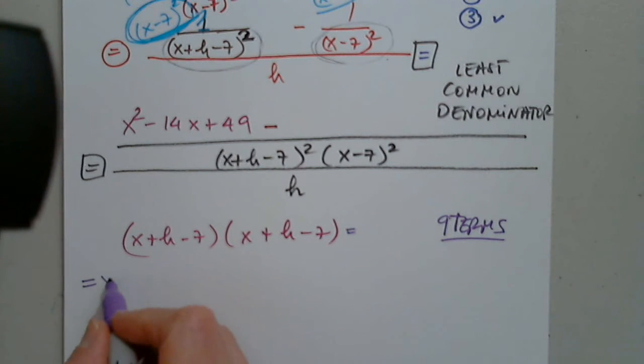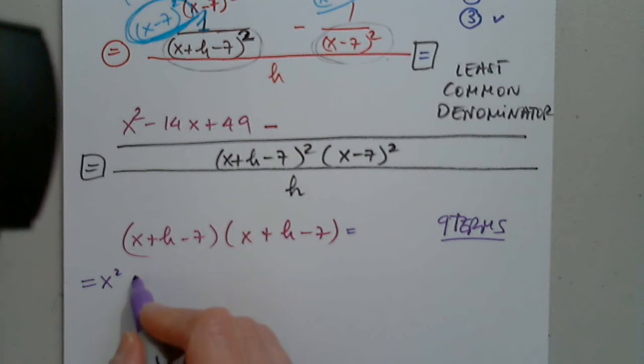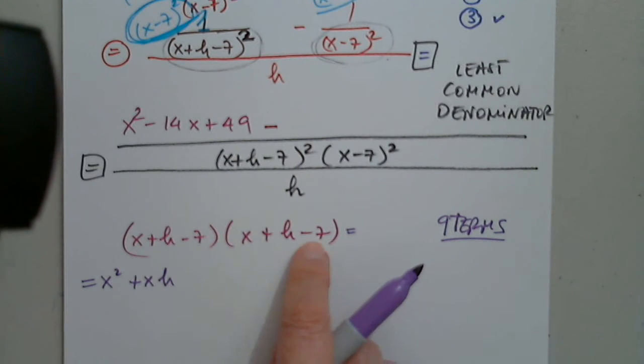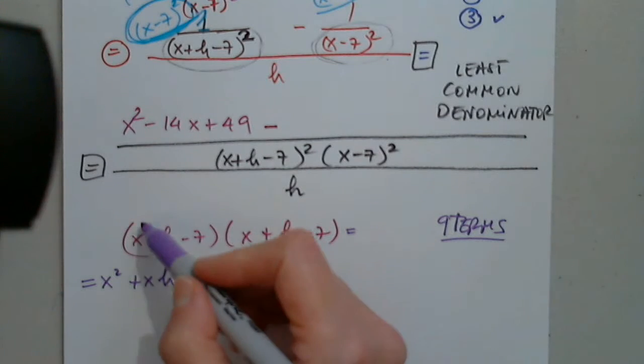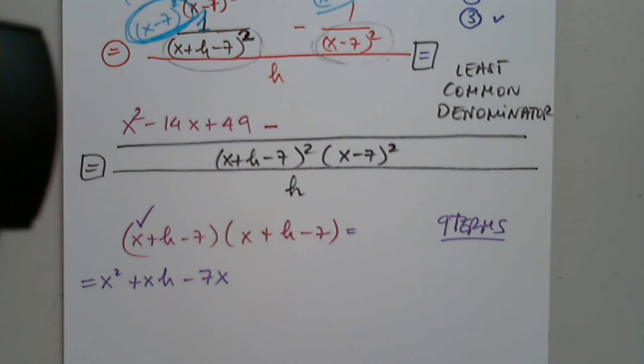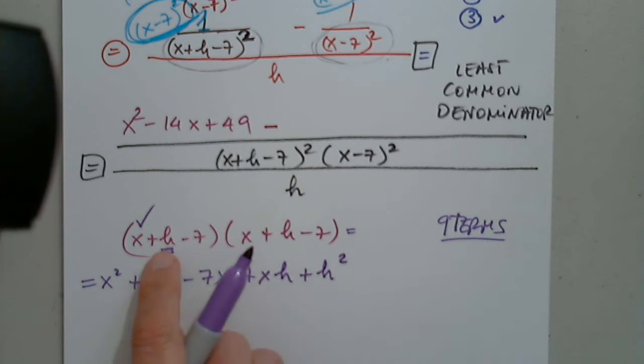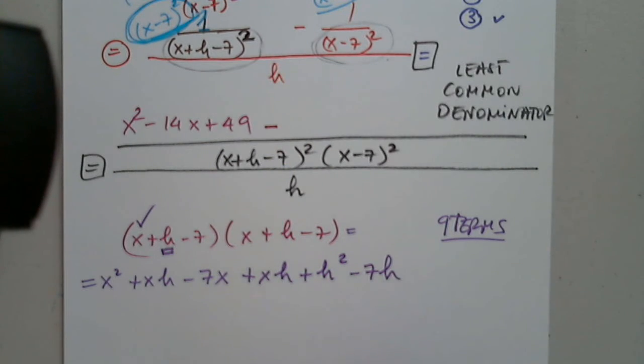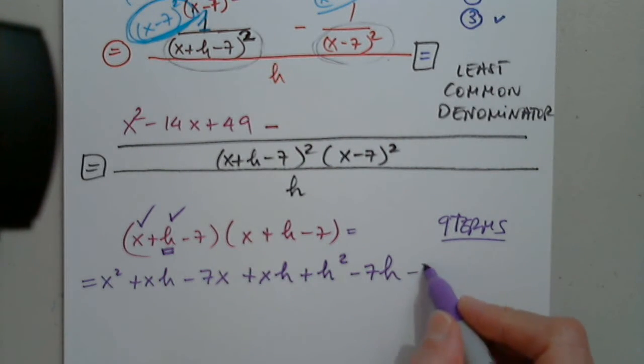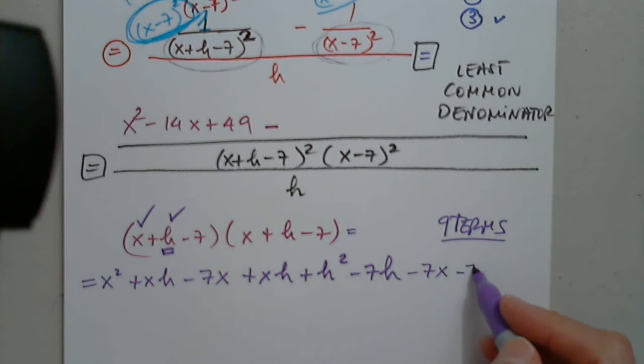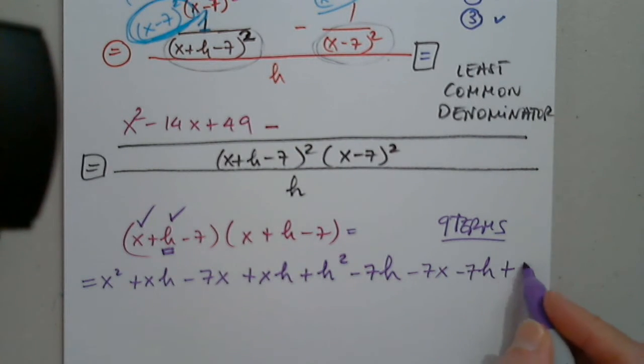X times x. Yes, x times h. Very good. X times negative 7, which is negative 7x. So this is done. Now we continue with h distributed to these 3. So plus xh plus h squared minus 7h. So now this is done. So we have 3 plus 3. I need 3 more. Negative 7 now distributed to these 3. Minus 7x minus 7h and plus 49.